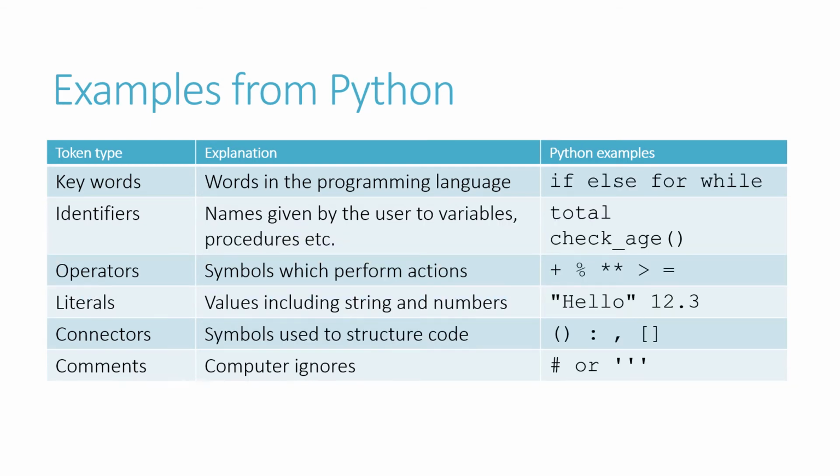So there we are. Keywords like if, identifiers, obviously you make those up, but stuff like total. The operators, I think they'll all look familiar to you. There's some literals and some connectors and comments. In Python, they're marked by a hash, or you usually mark it as a triple quote mark string. So those are at the lexical analysis stage. The different lexical items are tokenized.